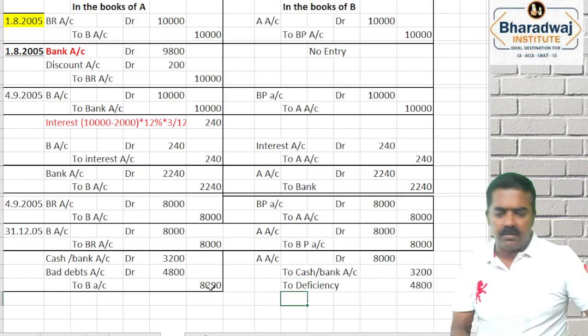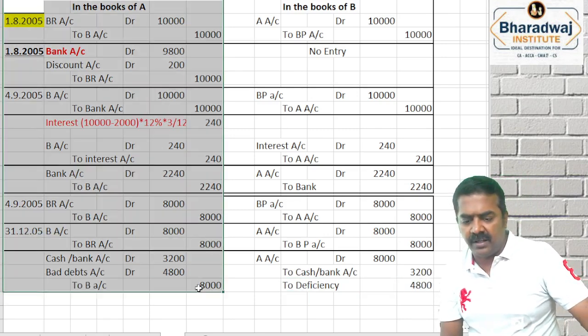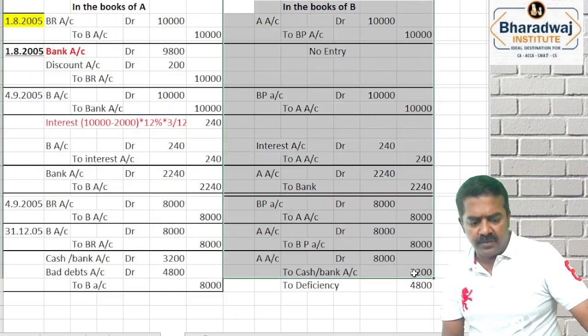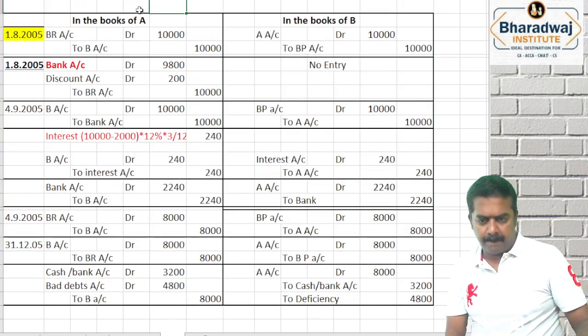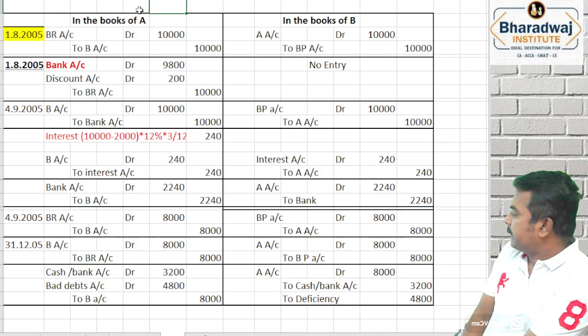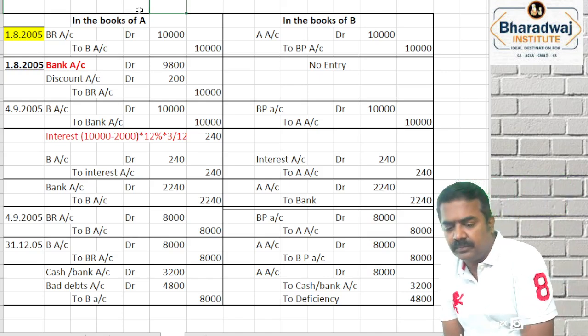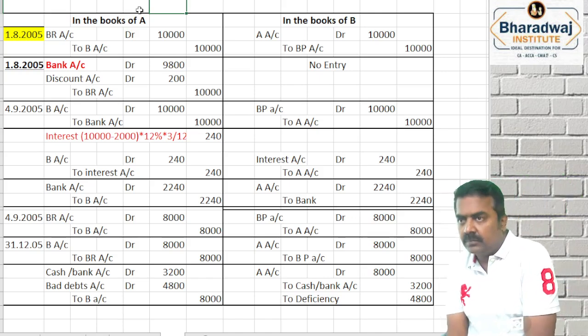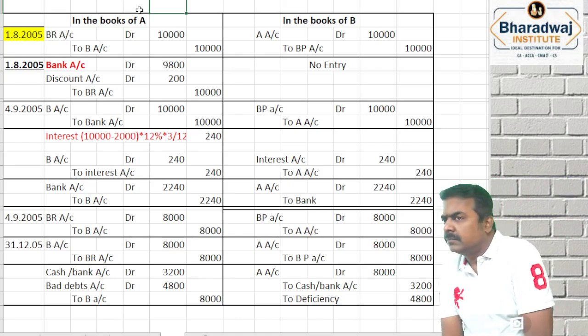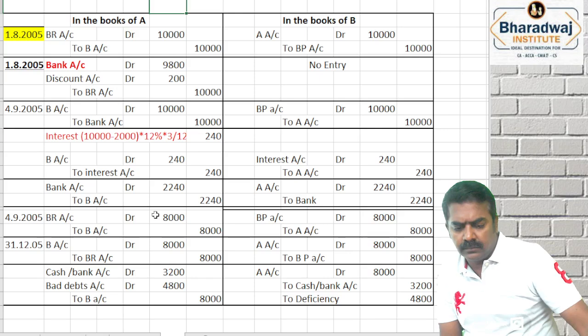In the examination, they don't ask for both the parties' books, they ask the question only in one party's books. This we have done only for practice. Sir, before that entry is written. And then B to A account. And in this.